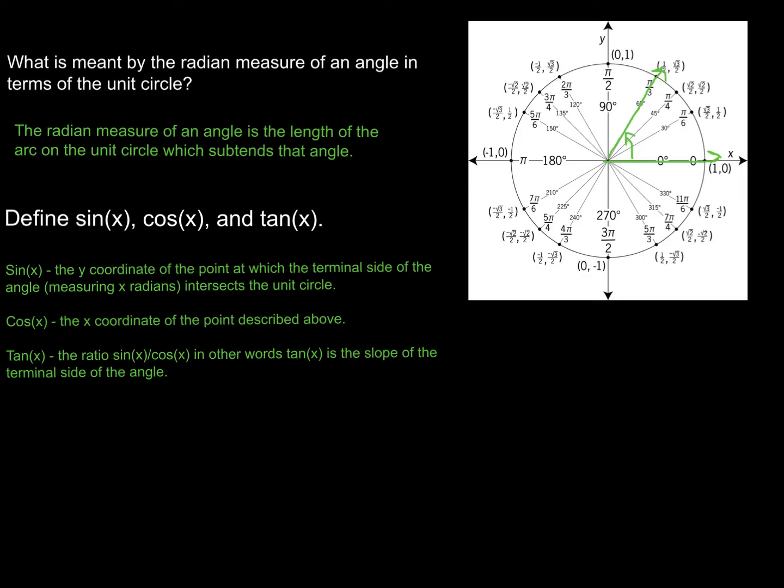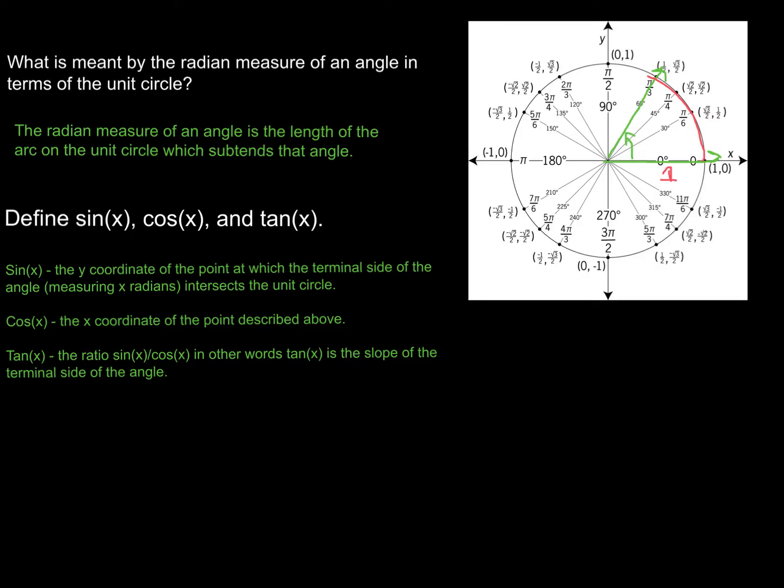And the reason that it's just the length of the arc is because if you think about the number of radius lengths that are in this arc, what you're doing is you're dividing up your arc length by the radius. But since the radius is 1, you'd be dividing something by 1 and just be getting that something. So the angle measure in radians is simply the arc length of that angle around the unit circle.